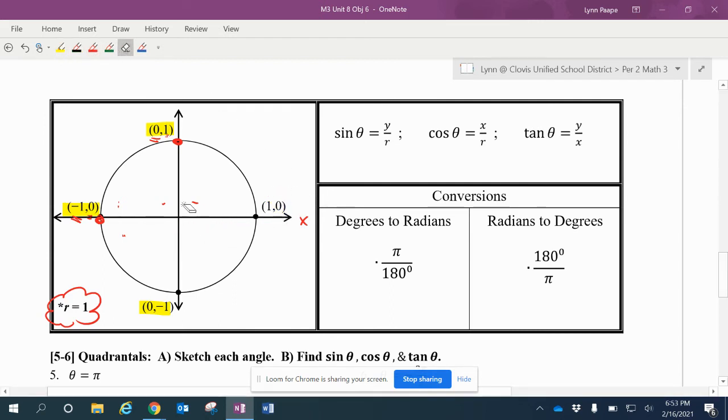Whenever we're dealing with our quadrantals, it's really important that we know these definitions. I know we don't use them often, but we still need to know our definitions. So we are supposed to know that the cosine is x over r.